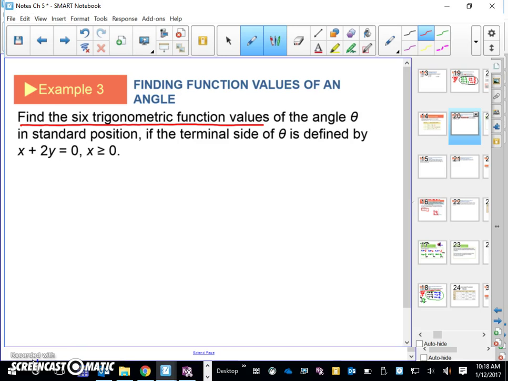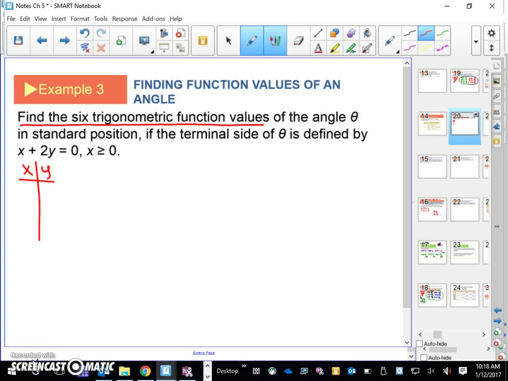The thing that makes this harder than the last two is that last time they gave you an xy point. Here they don't give you an xy point. They give you this equation. We really want an xy point, so I guess what you could do is just find an xy point.